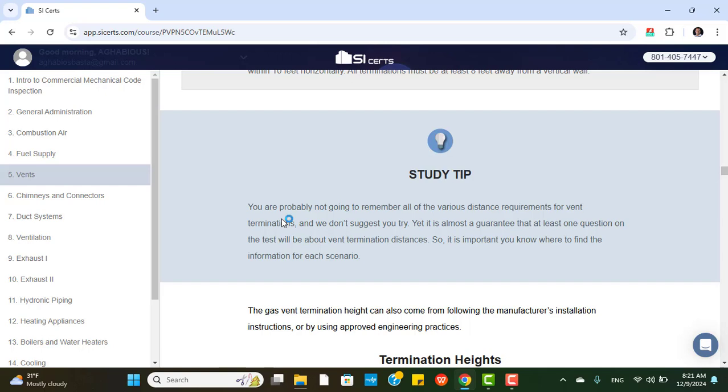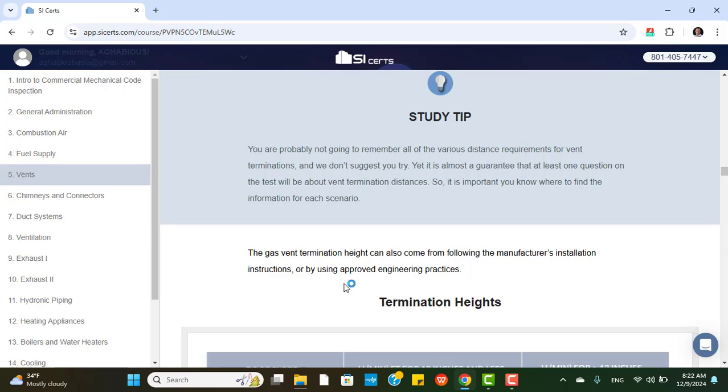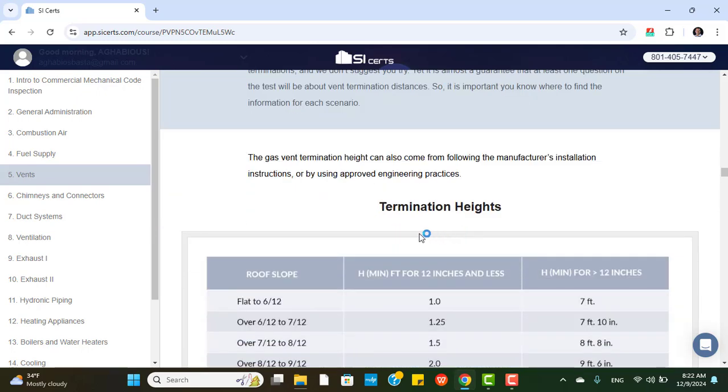Study tip: you are probably not going to remember all of the various distances required for vent termination, and we don't suggest you try. Yet it is almost a guarantee that at least one question on the test will be about vent termination distance. So it is important you know where to find information for each scenario. The gas vent termination height can also come from following the manufacturer installation instructions or by using approved engineering practice.